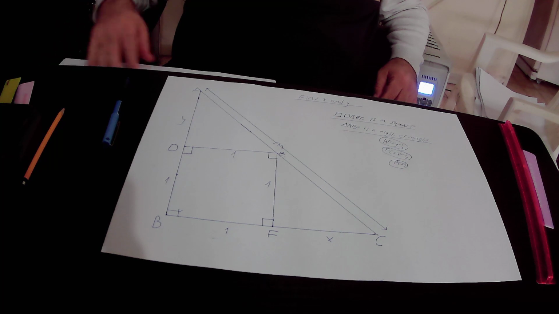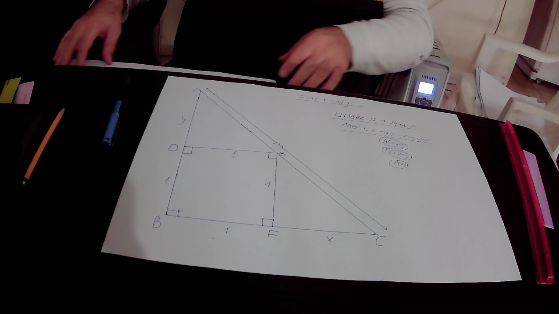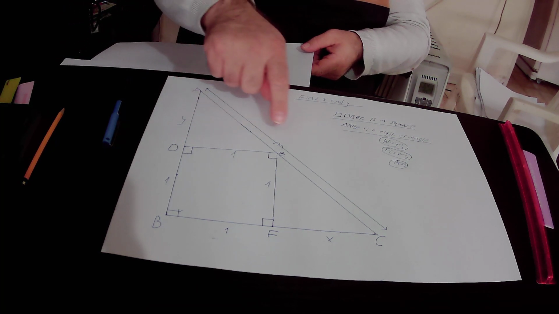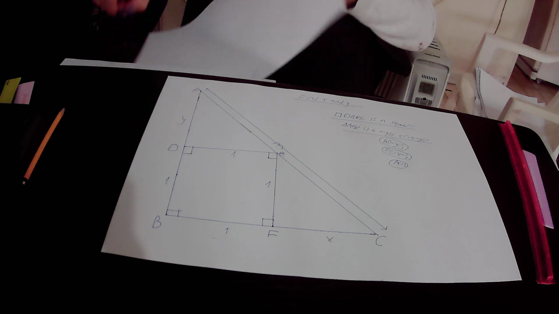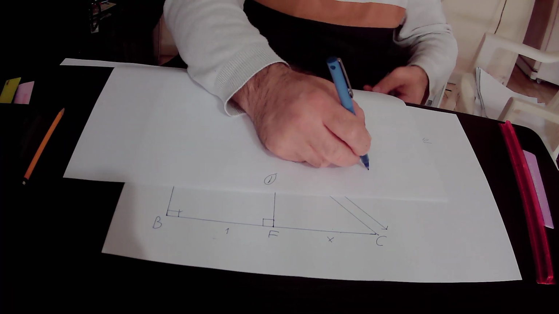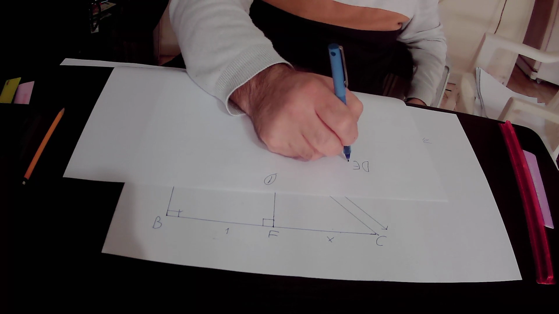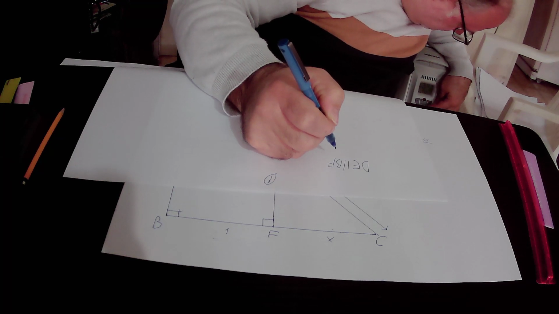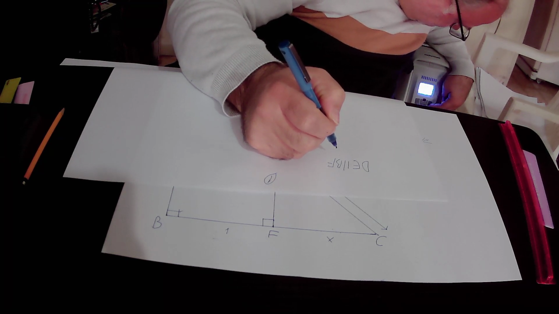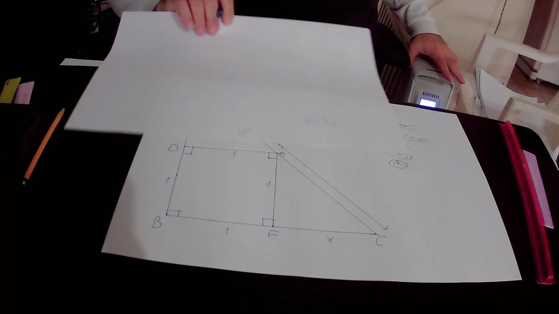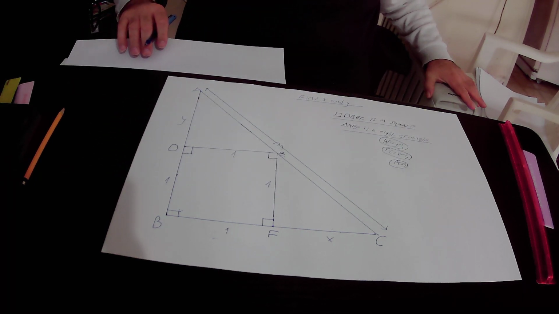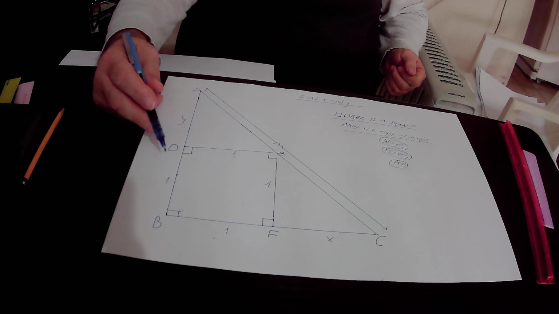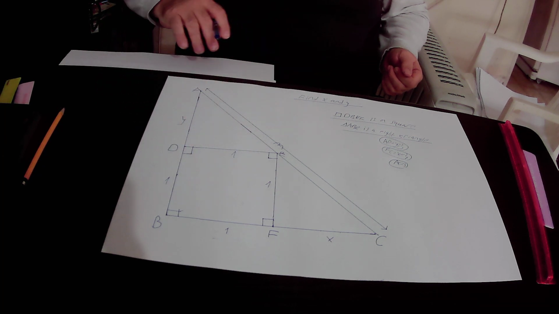So first of all, we know that the opposite sides of a square are parallel to each other. That is to say, DE is parallel to BF, and BC is one side of the right triangle ABC, therefore it is a straight line.